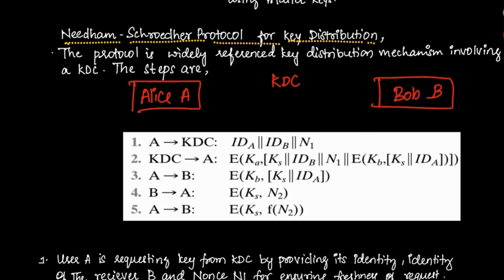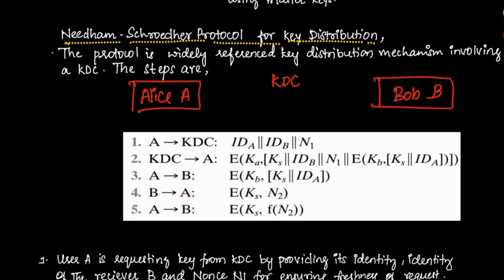After this we have A to B, where communication is happening between A and B. Here the message is encrypted with Bob's secret key KB. It will include the session key and Alice's identifier. This ensures that only Bob can verify the source, that is Alice, and obtain the session key securely. After that, Bob will respond back.